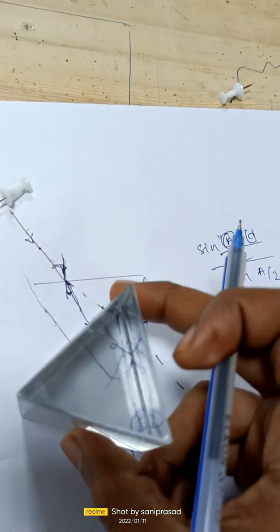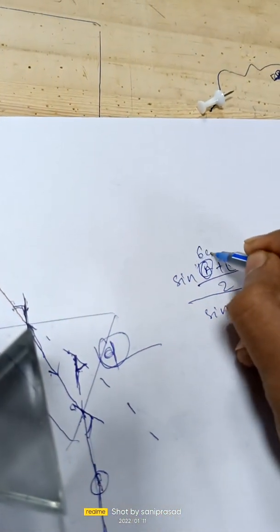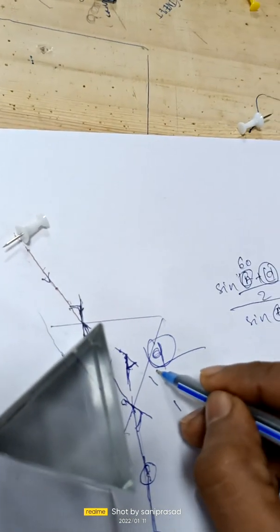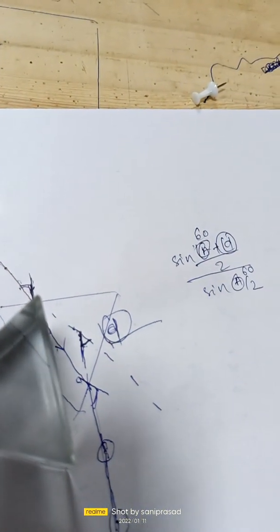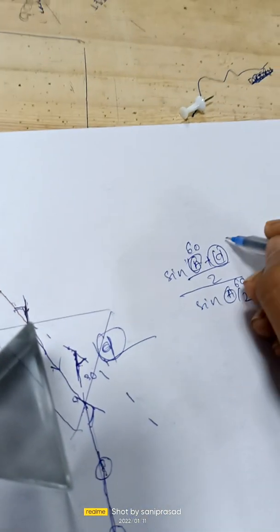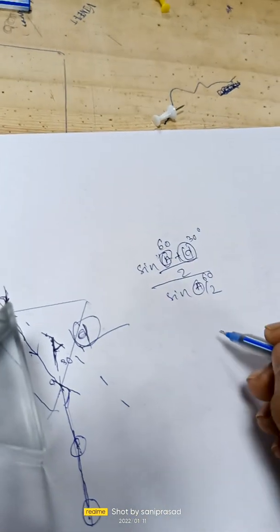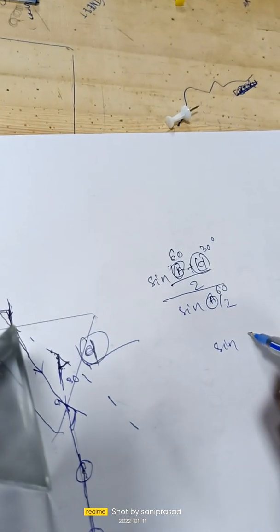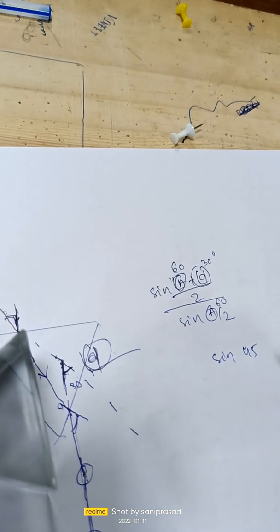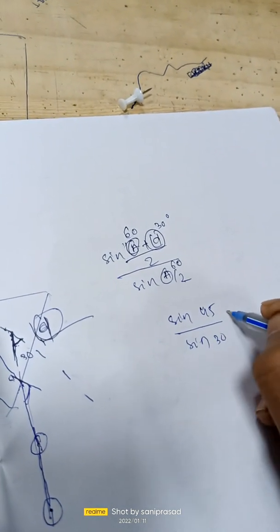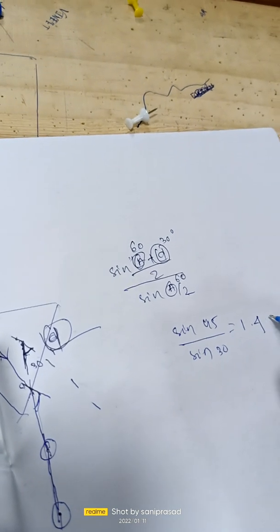an equilateral triangle prism, so it will be 60 degree. So what is the value of D? D you have to measure. Which value does it come? It comes almost 30 degree. So you can write sin (60 plus 30) by 2, it will be 45, by sin 60 by 2, that is 30, it will be almost 1.45.